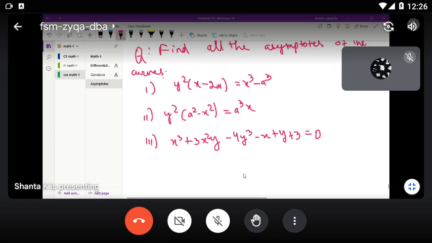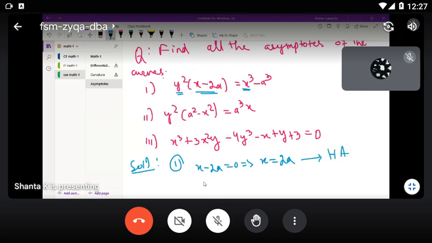I think you can try. Whenever you have these problems, you first look at the highest degree terms. For this one, the highest degree of y is y square. So you can equate its coefficient, x minus 2a, to 0. And you have x equals to 2a. This is an asymptote, and you see this power is 1, so no vertical asymptotes. One asymptote we are getting.